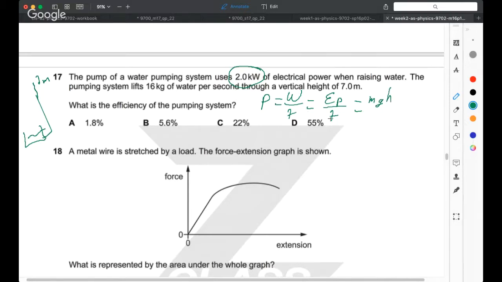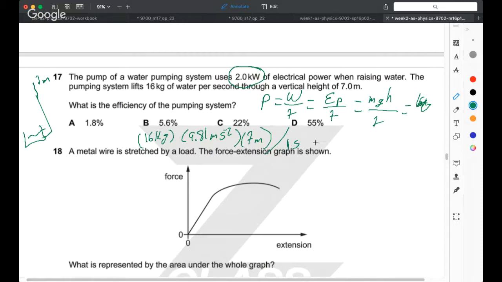The mass is 16 kilograms. The height is 7 meters, and gravity is 9.81. So 16 times 9.81 times 7 over the time. You're not given the time. Are you sure? Yeah, they give you a time, doesn't it? Oh, per second. So the time will be 1 second.